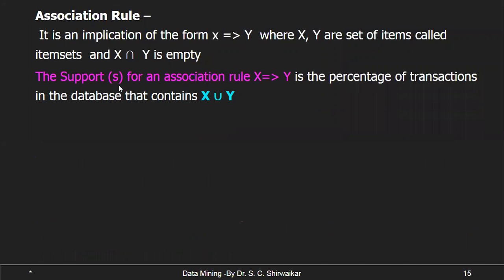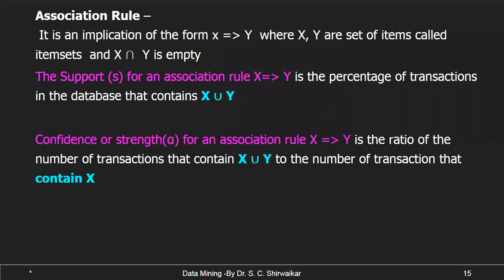The next one is a very important concept, that is support. We can say that the support for an association rule X implies Y is the percentage of transactions in the database that contain X union Y. X and Y should be present together in your data set. You have to find the frequency count of that item set. It's called the support value.